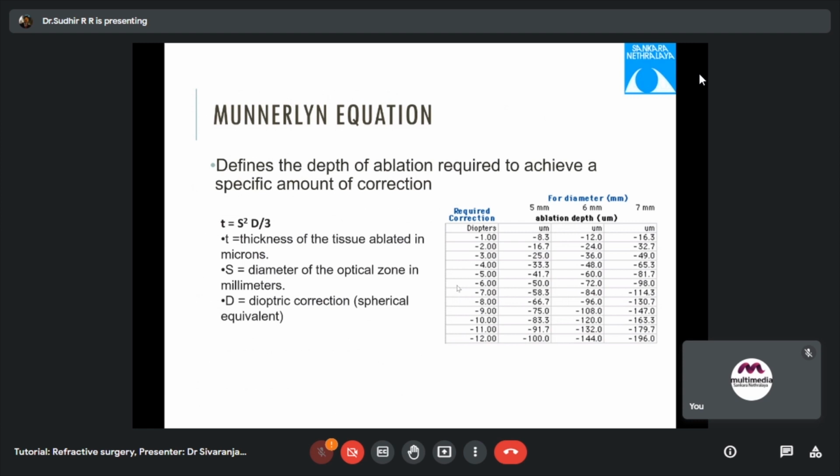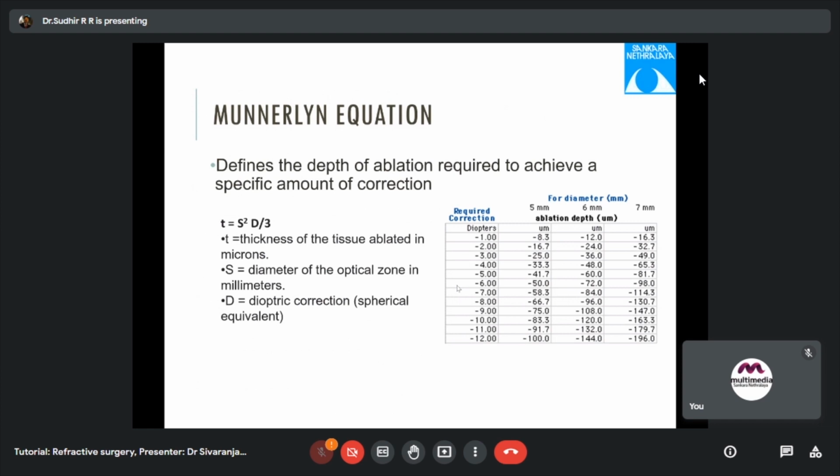So can cornea fellows tell what are the layers or the nomenclature used in excimer laser? What are the layers of ablation? Can anyone tell? There are different zones when you ablate the cornea. So the first one is the optical zone. That is the area through which the patient is going to refract and see. So you need to know how much the optical zone is.